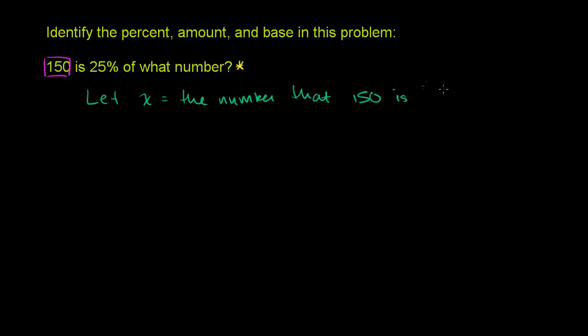that 150 is 25% of. Right? That's what we need to figure out. 150 is 25% of what number? That number right here we're saying is x. So that tells us that if we start with x, and if we were to take 25% of x, you can imagine that's the same thing as multiplying it by 25%, which is the same thing as multiplying it, if you view it as a decimal, times 0.25 times x. These two statements are identical.